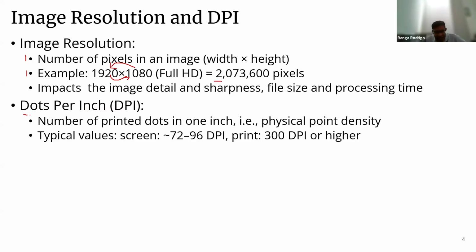What is dots per inch? It is the number of printed dots in 1 inch, a physical point intensity. Typical values for a screen, if you just want to see it on the screen, 72 dpi is enough. But if you want to print, 300 dpi is required.